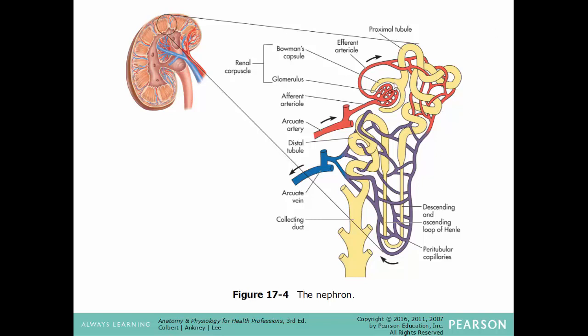So filtrate gets caught here in the Bowman's capsule. The first part is the proximal convoluted tubule because it's close by to this structure. From there enters the loop of Henle, the part going down, descending limb, the part going back up, ascending limb, then into the distal convoluted tubule here, and into the collecting ducts. So whatever is in here at this point will be urinated out.